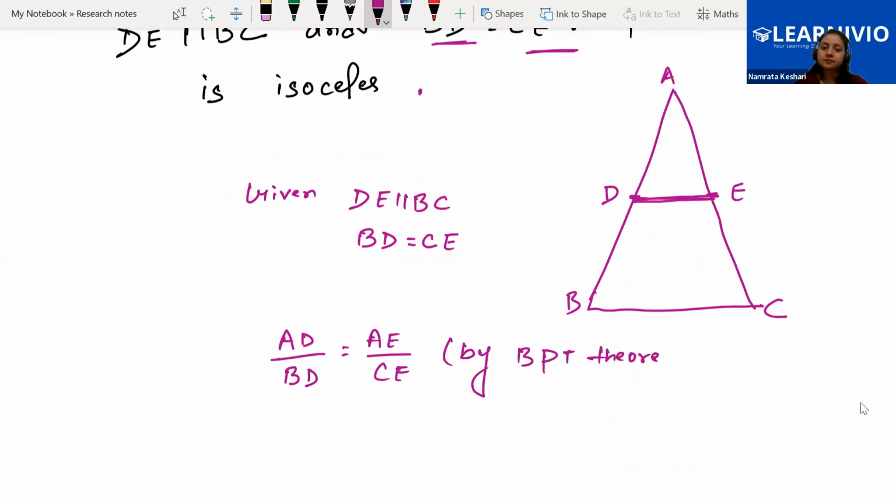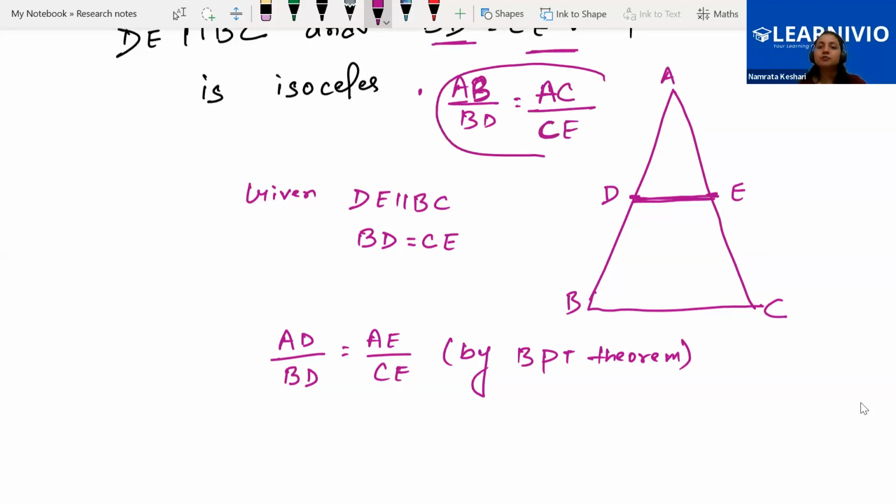Then, we know how to make AB or AC in this side. Suppose, like this type of proof we have done, that AB by BD is equal to AC by CE. I mean AB over here and AC over here. Yes, this type of proof we have done. Yes or no? From basic proportionality theorem, we can write this also. How? By?